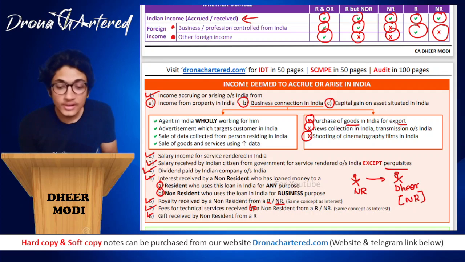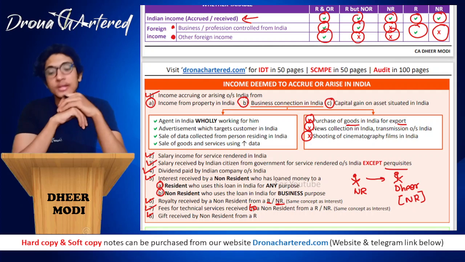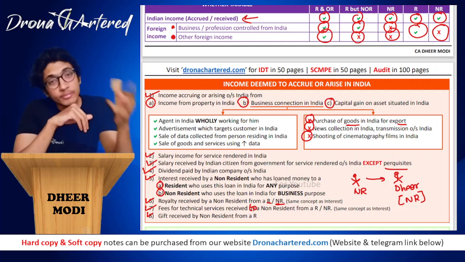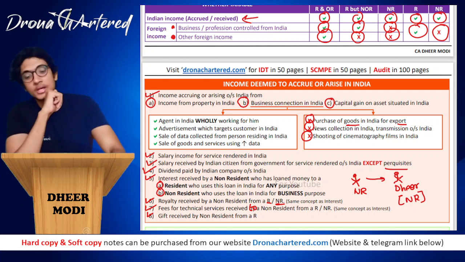And gift received by a non-resident from a resident will be deemed to accrue or arise in India. So if a resident gives any gift to a non-resident, this will also be treated. It will be treated as income in his hand, and it will be deemed to accrue or arise in India.